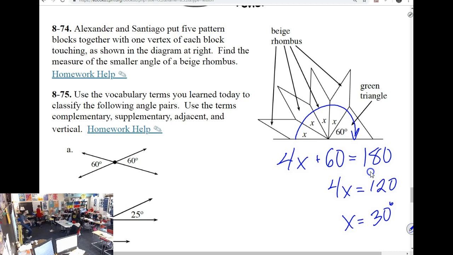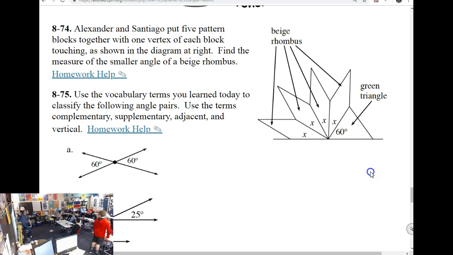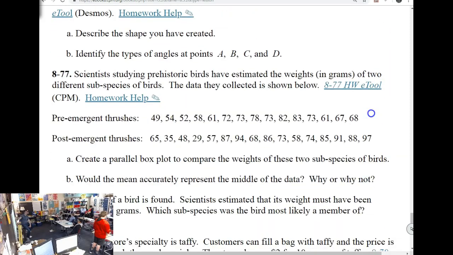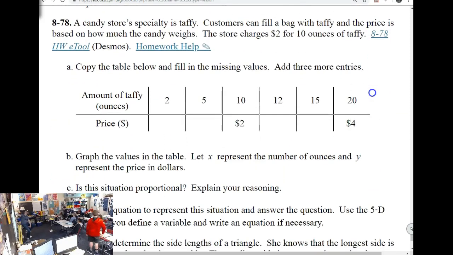Other questions you want me to do for you? How much do you know? Not very many. I know that many. 75, we were using our vocab. And then 78. Anyone need help with 78?